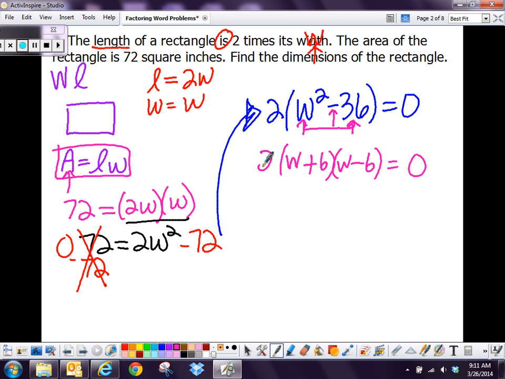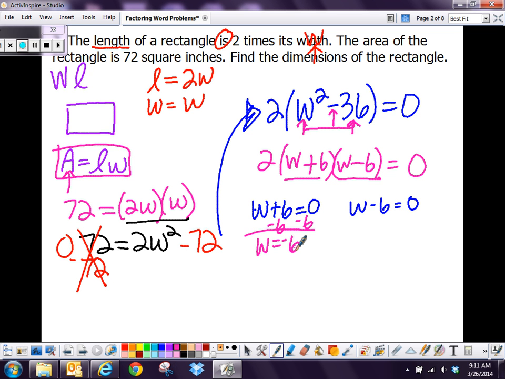I also still have that 2 back out front, but it doesn't matter as much now when we're going to find our solutions. So I take each one of these factors, and I'm going to set them equal to 0. So I will have W plus 6 equal to 0, and W minus 6 equal to 0. Okay, and when I solve this, I'll subtract 6. So W is negative 6. I'll add 6. So W is 6.